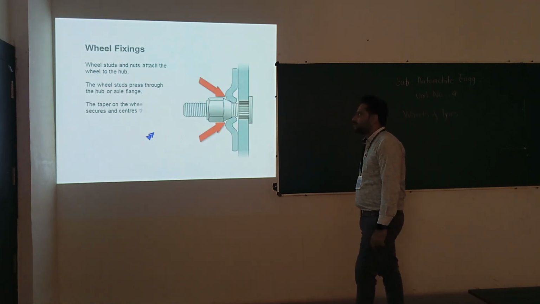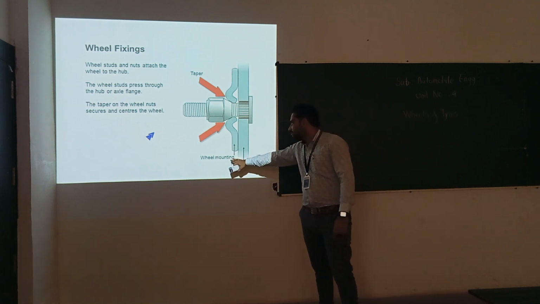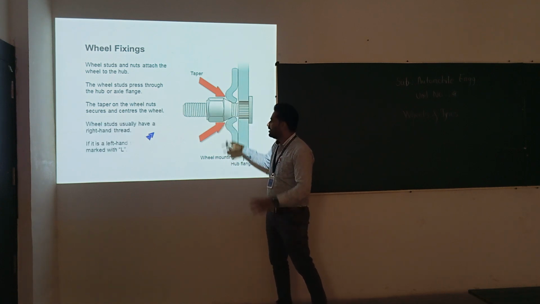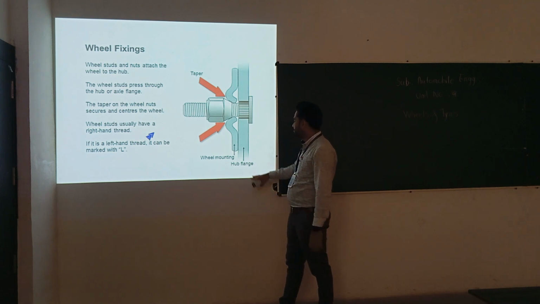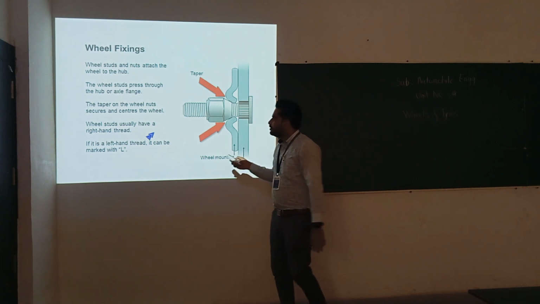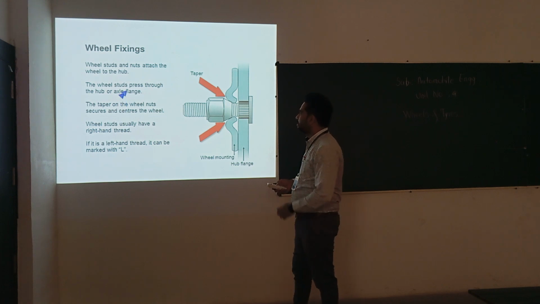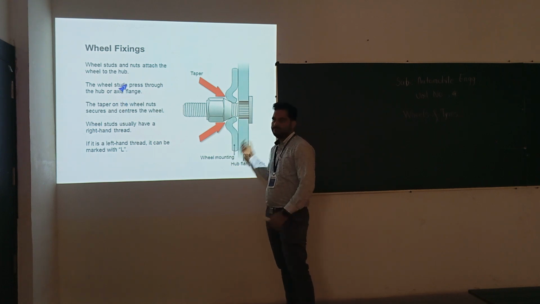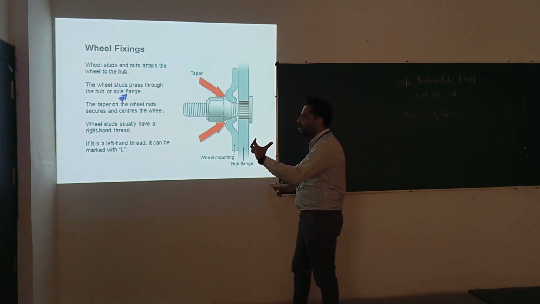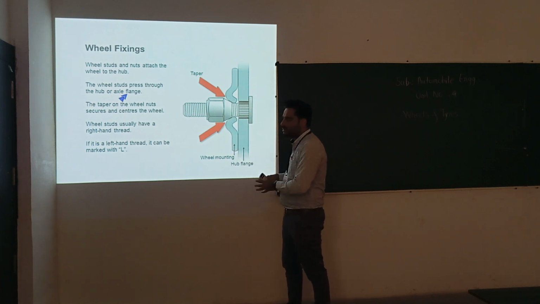So wheel fixing: how the wheels are fixed. You can see here through this diagram. Here is wheel mounting. Here is a taper, which is provided for proper mounting or fitting of the wheel. Here is the hub flange on which we are fitting the total wheel. The wheel studs and nuts attach the wheel to the hub. The wheel studs press through the hub or axle flange.